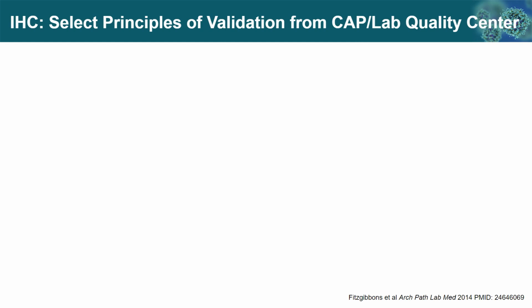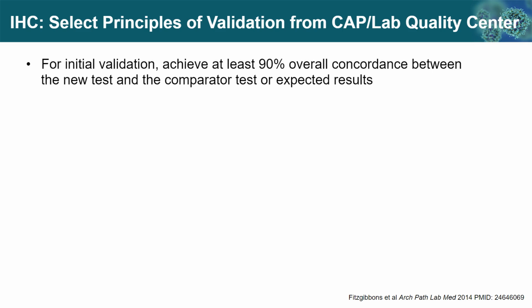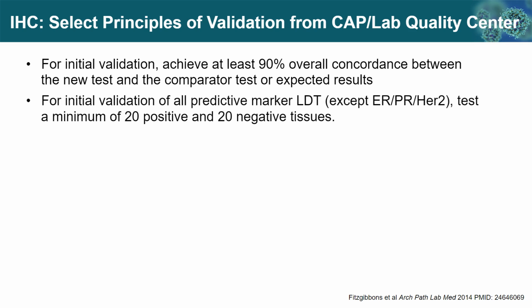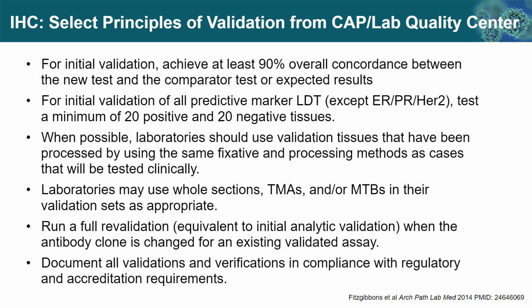Shown here are some principles from CAP Lab Quality Center that one can apply when validating PD-L1 or other predictive biomarkers. For initial validation, achieve at least 90% concordance between the new test and the comparator test or standard. Test a minimum of 20 positive and 20 negative cases. The validation cases should be processed in the same way as the clinical cases. And finally, it's important to document all validations and verifications in compliance with regulatory requirements.